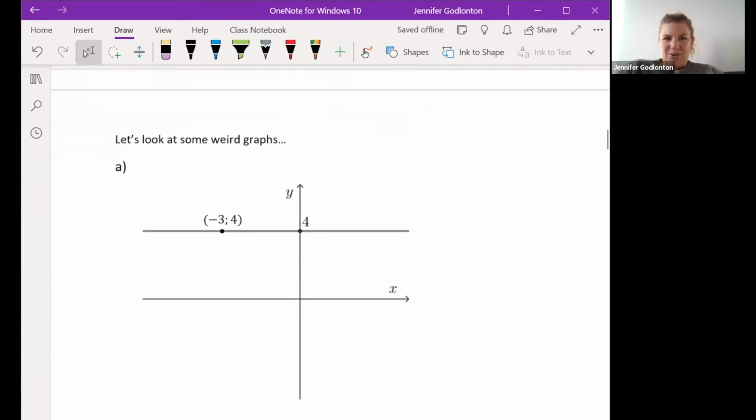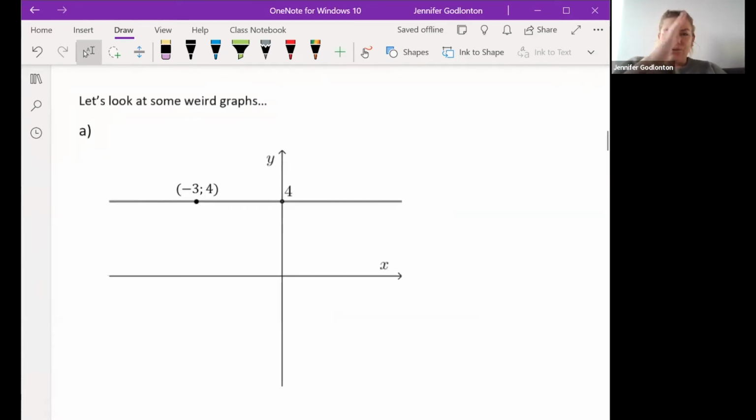So on Tuesday, we looked at normal graphs. We looked at graphs that went through 0, and graphs that didn't go through 0, and we figured out what their formula was. Who remembers what our normal equation for a straight line graph is? What equation am I looking for?